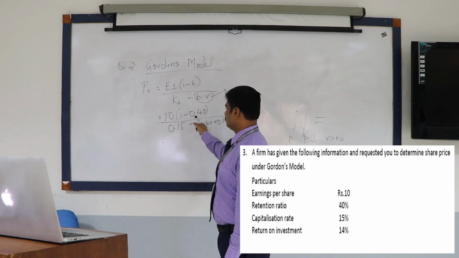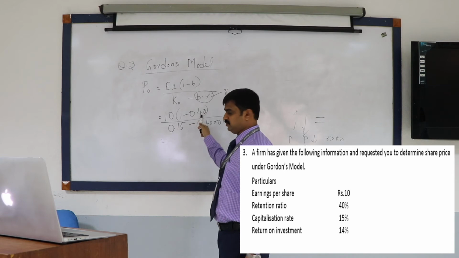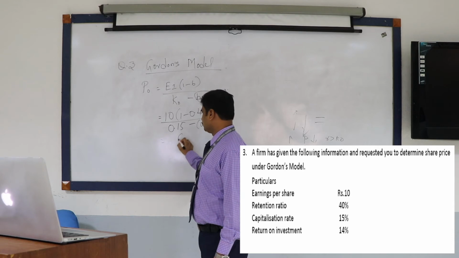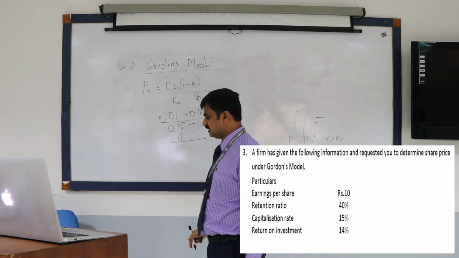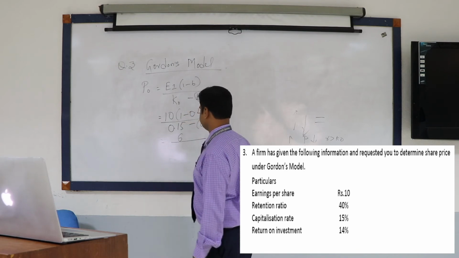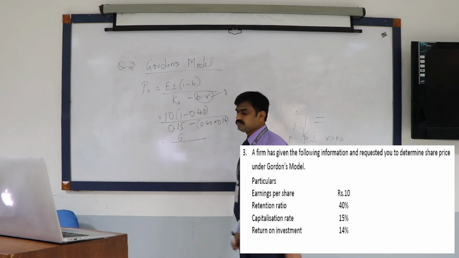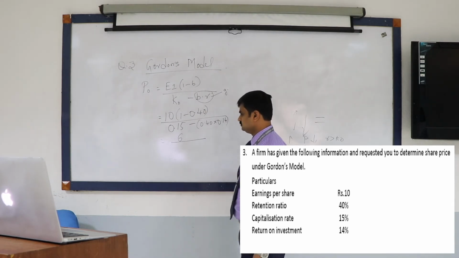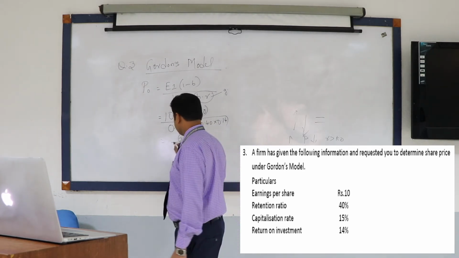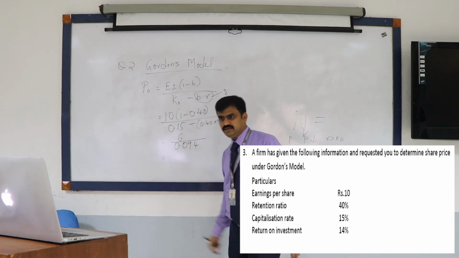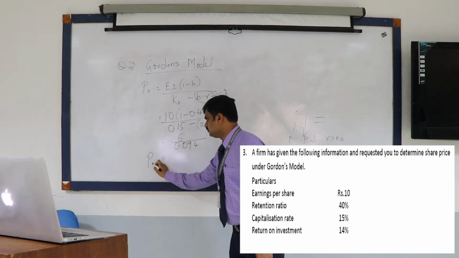So 10 into 1 minus 0.40. 1 minus 0.40 is 0.6. So 0.6 into 10 is how much? 6 rupees. Calculate further 0.15 into 0.4 into 0.10. How much will you get in the numerator? 0.094, sir. 0.094. Please divide it, you will get the price.